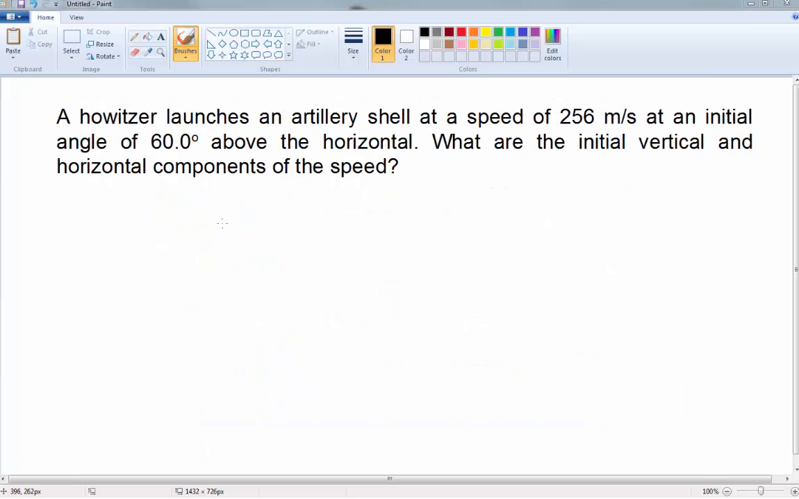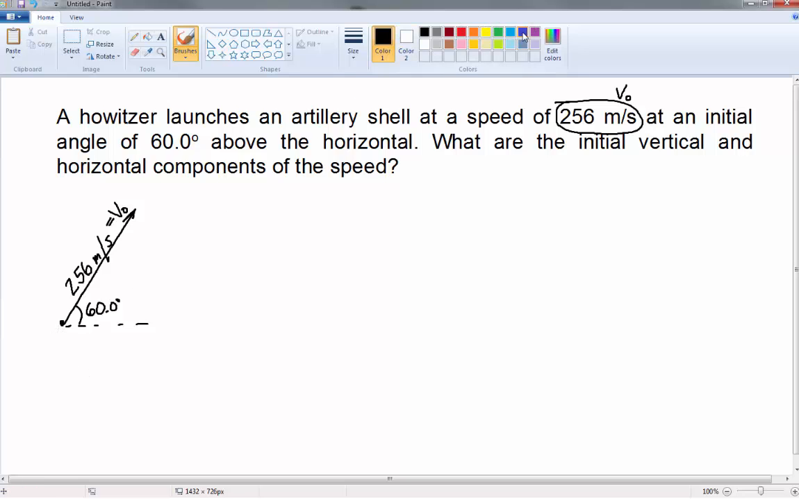So for example, if I launch an object, maybe the initial launch point is here, and it's at a 60 degree angle with respect to the horizontal. That's basically saying, here's your horizontal. This angle right here is 60.0 degrees, and this velocity has a magnitude of 256 meters per second. So this right here would represent, for example, V naught.